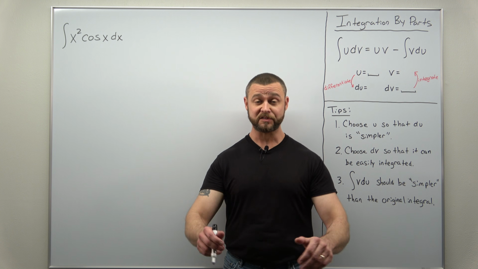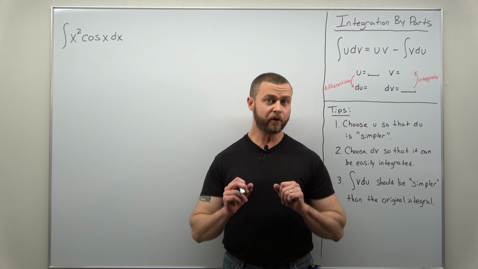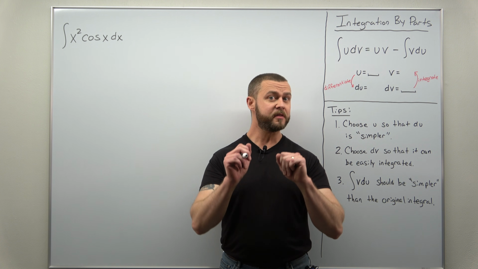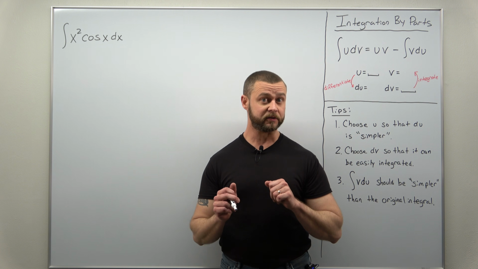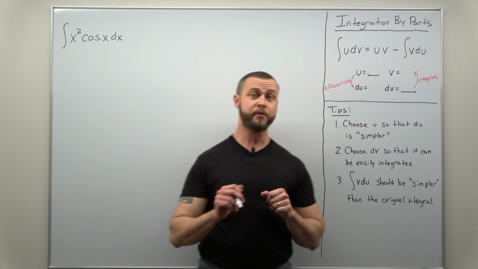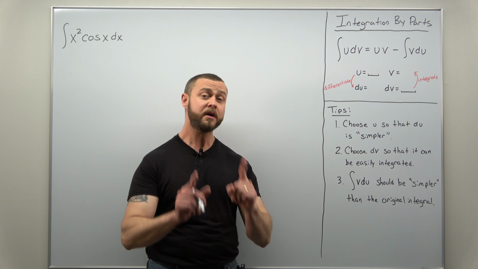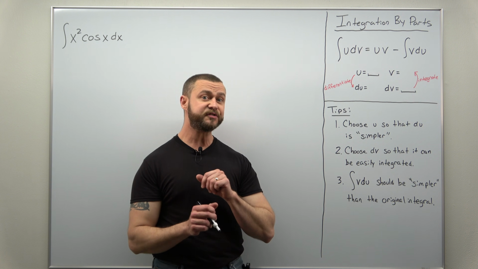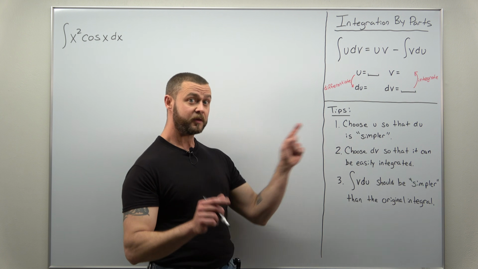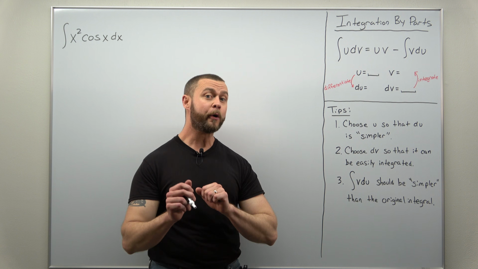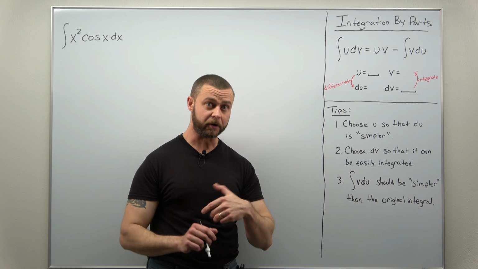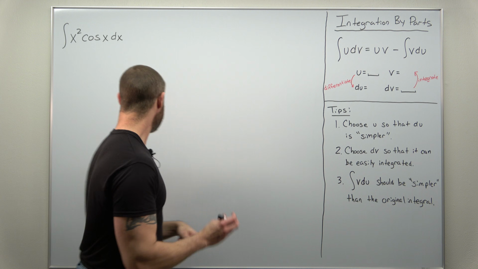Fellow mathematicians, we're going to take a look at another integration by parts problem, but for this one, we're going to increase the difficulty. Now, your choices for u and dv are very straightforward. If we choose u as x squared, the derivative, 2x, the power goes down by 1, which is simpler. So let's try that, u as x squared.